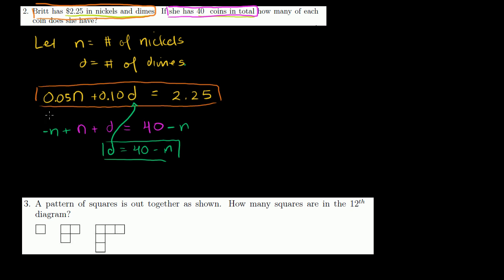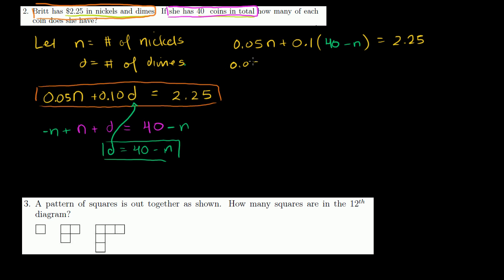So this first equation will now become 0.05 times our number of nickels plus 0.1 times our number of dimes. But we already know that the number of dimes is equal to 40 minus n. That's what that second statement told us. So instead of d, I'm going to substitute 40 minus n, the number of dimes we have. And that is equal to $2.25. And now we can just try to solve for n.